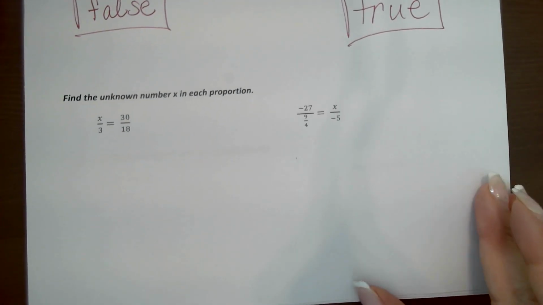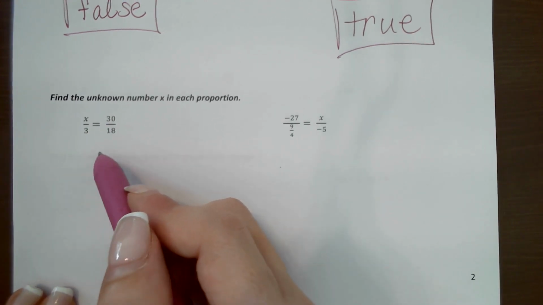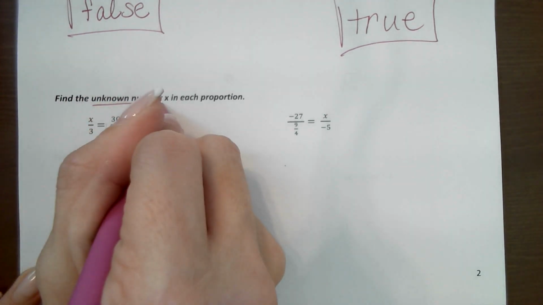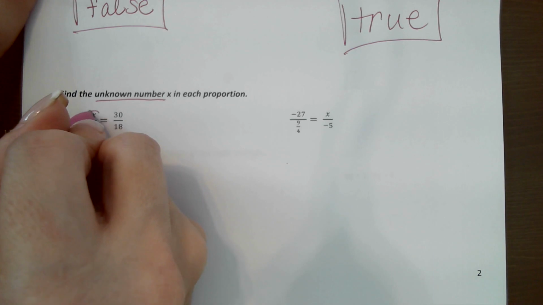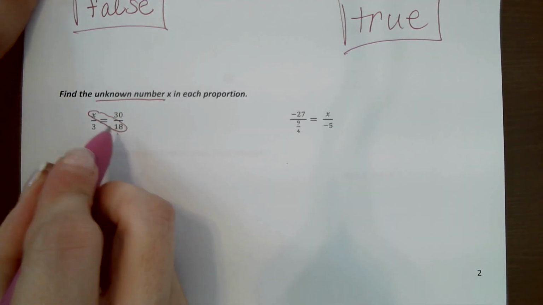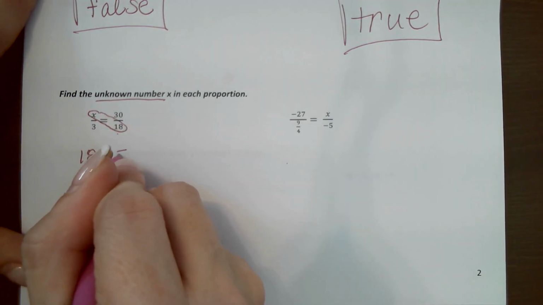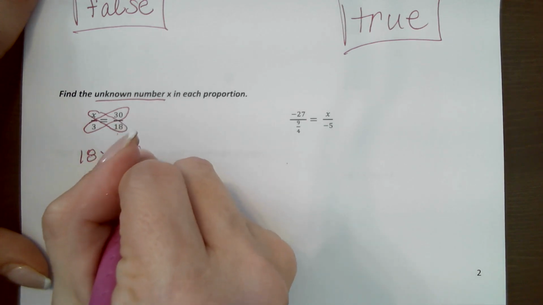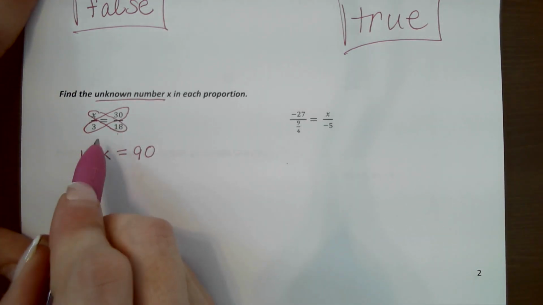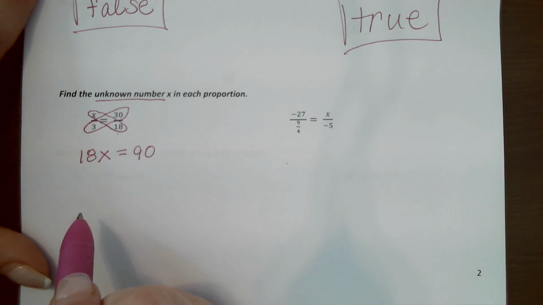All right. Now, we may have a situation in which part of our proportion is missing or unknown. When we are solving for an unknown variable in a proportion, we start with cross multiplication. 18 times x is 18x. Then we bring down the equal sign, and then we're going to do the other side. 3 times 30 is 90. So that's how we set up our equation to solve for the unknown.